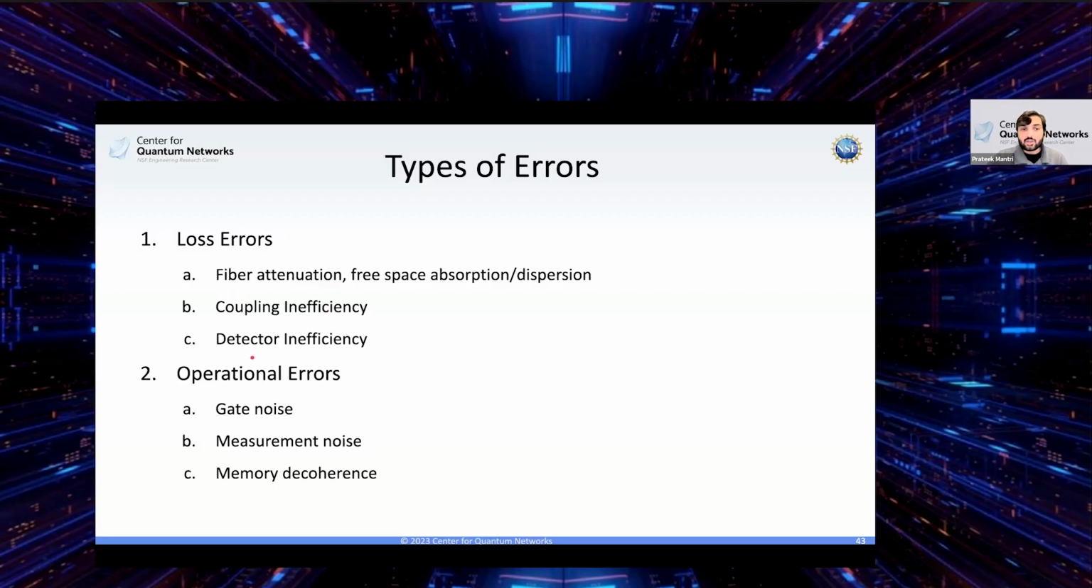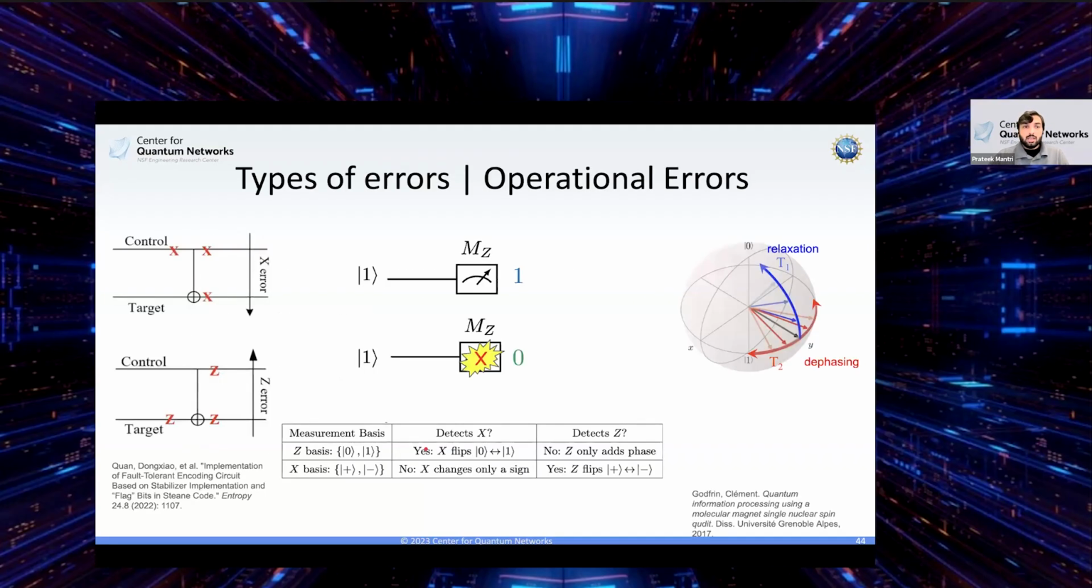The others are these operational errors, which are basically the gate noise when we are trying to do single qubit rotations using the laser or the RF pulses or the microwave pulses. There might be some errors associated with that. There might also be measurement noise. The measurement devices might give you a faulty response. As Stav mentioned, there could also be memory decoherence, these relaxations and dephasing in the memory itself. And each of these interacts with the system in a very different manner.